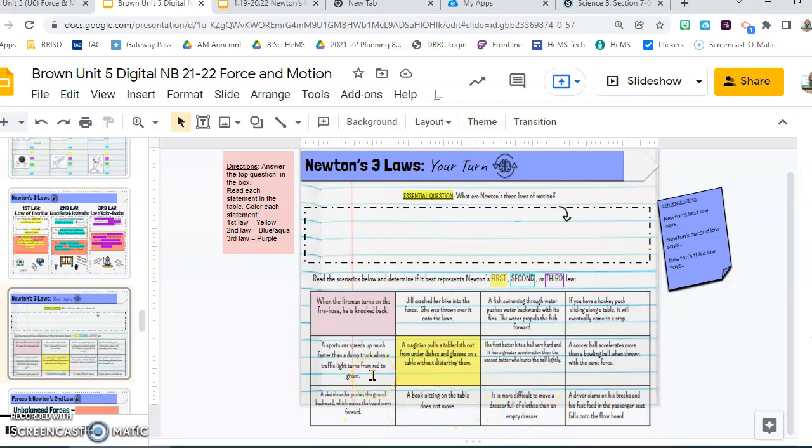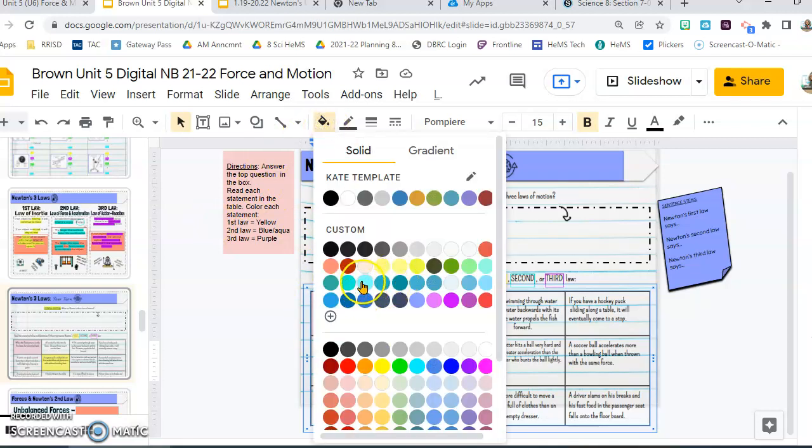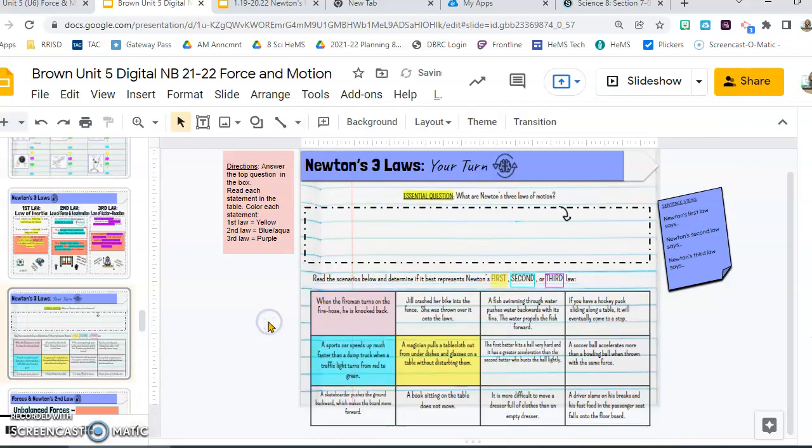A car speeds up faster than a dump truck when a traffic light turns from red to green. Well, remember, the sports car is smaller and lighter, and the truck is heavier. So, of course, the heavier one is going to require more force to accelerate. So that's going to be a second law. So I'm going to ask you to finish these out, just shading them that way. And that's an easy way to do it. That's just a start to get you started. And that's pretty simple. Okay.